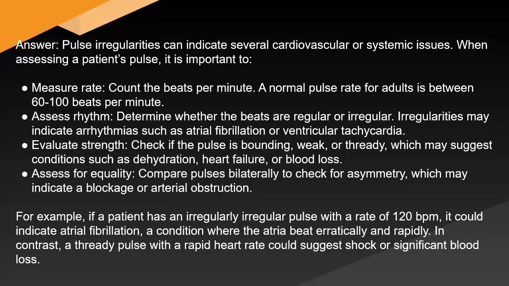Irregularities may indicate arrhythmias such as atrial fibrillation or ventricular tachycardia. Evaluate strength. Check if the pulse is bounding, weak, or thready, which may suggest conditions such as dehydration, heart failure, or blood loss. Assess for equality. Compare pulses bilaterally to check for asymmetry, which may indicate a blockage or arterial obstruction. For example, if a patient has an irregularly irregular pulse with a rate of 120 bpm, it could indicate atrial fibrillation, a condition where the atria beat erratically and rapidly. In contrast, a thready pulse with a rapid heart rate could suggest shock or significant blood loss.